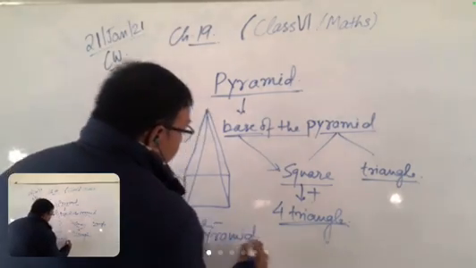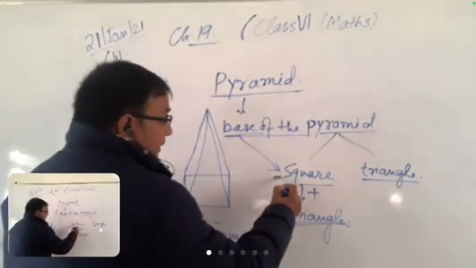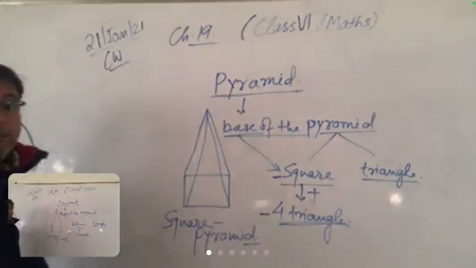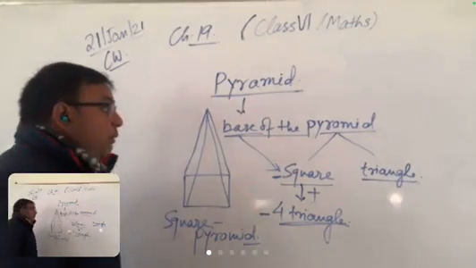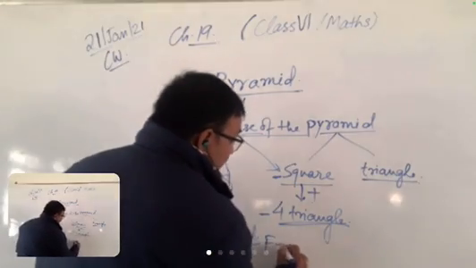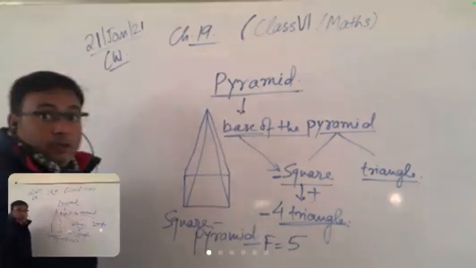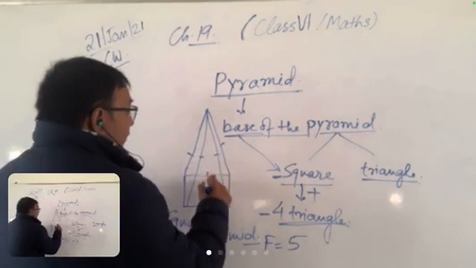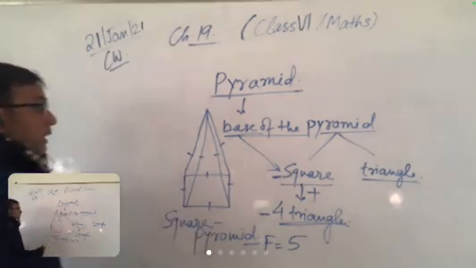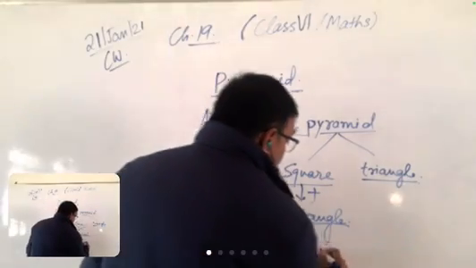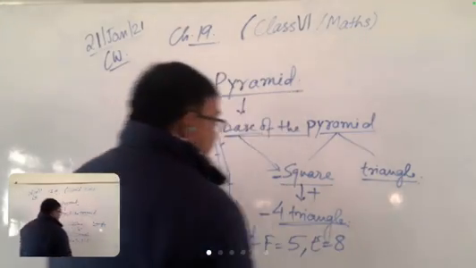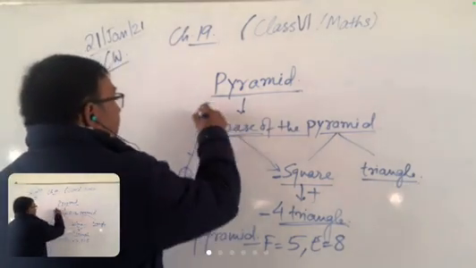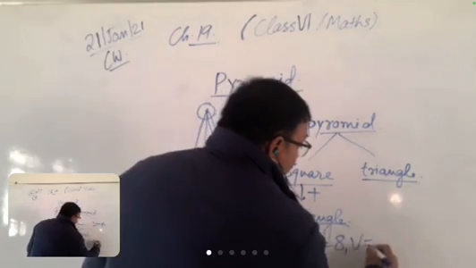In a square pyramid, there is one base in square shape and four sides in triangular shape. Clear? So how many faces are in this? The faces are 5. Now count: 1, 2, 3, 4, 5, 6, 7, 8. There are 8 edges, E is equal to 8. And the vertices: 1, 2, 3, 4 and 1 is 5. V is equal to 5.